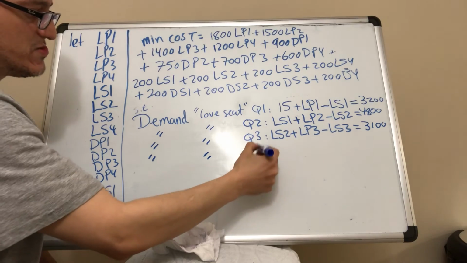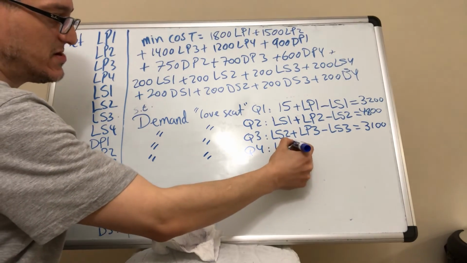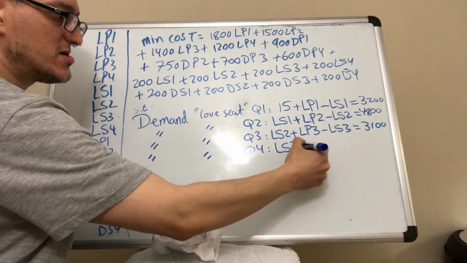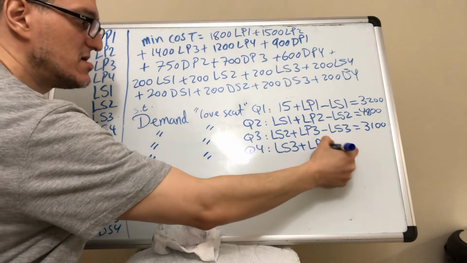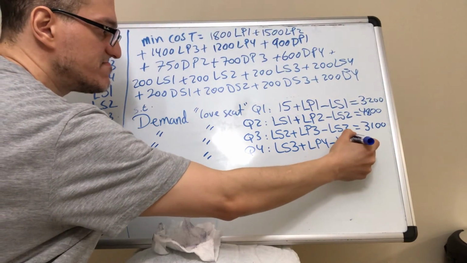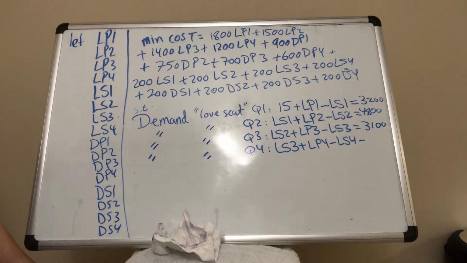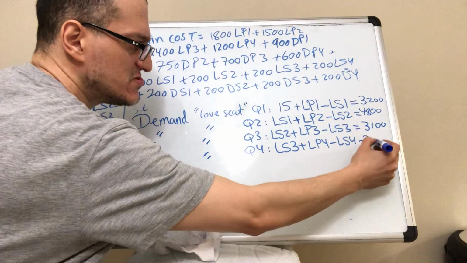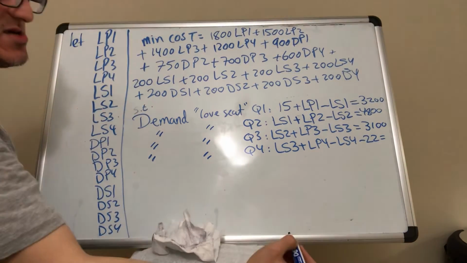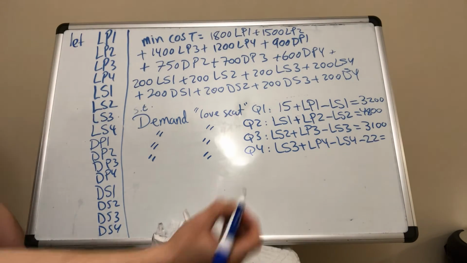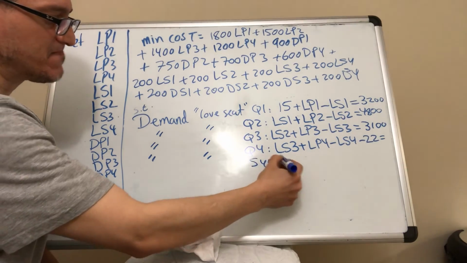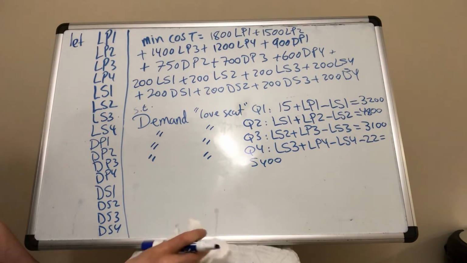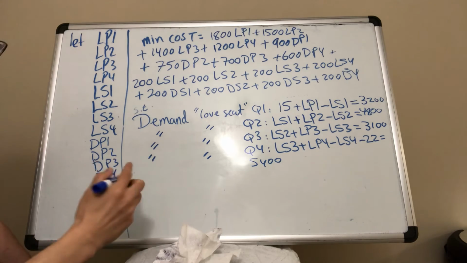Demand Q4. You have probably some stored, you can add, minus you store some, minus they tell you they want to have 22 of them at the end. So you need to have 22 at the end. That's what they tell you. And this must satisfy demand of 5,400. And we do the same for the second one.